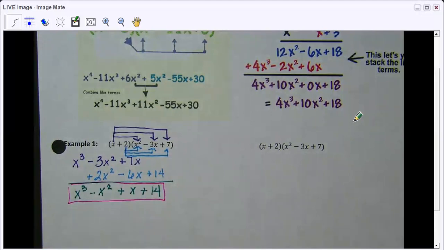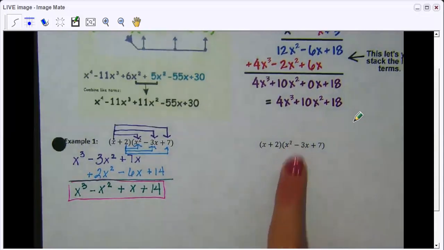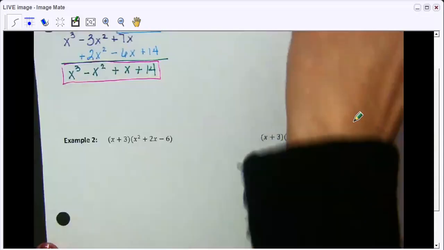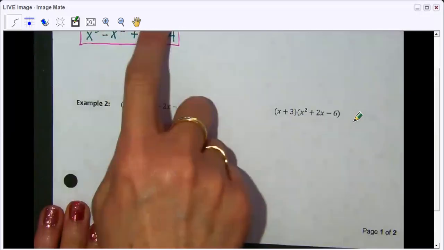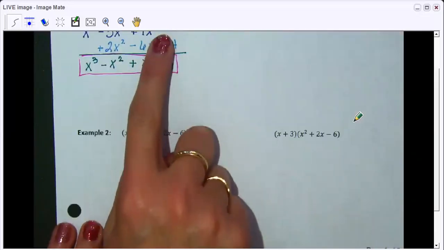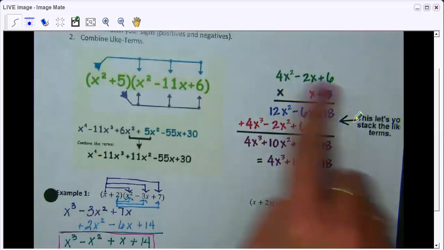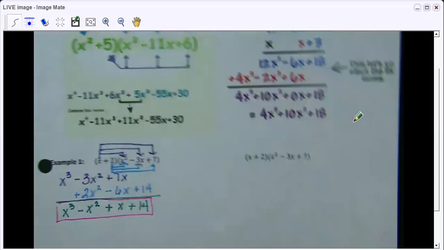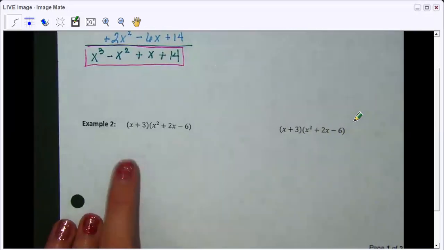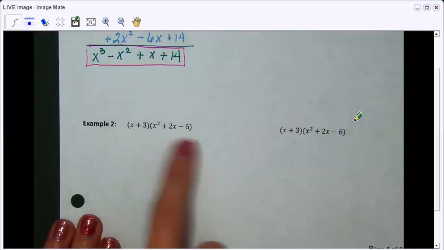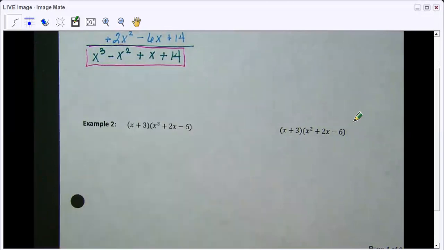Well, what I would like for you to do right now, before we go to this side right here, is I want you to try example 2, the first one, just like what we did up here, using the distributive property. Then we're going to come back over here and use the stack them up method. So go right here to example 2, and I want you to use the distributive property on this one. Okay, and I'll give you a couple minutes to work on that one.